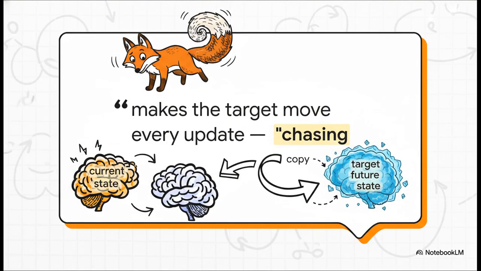Second, we have the target network. And honestly, the best way to think about the problem this solves is a dog chasing its own tail.